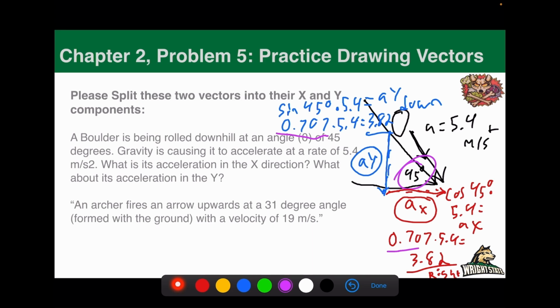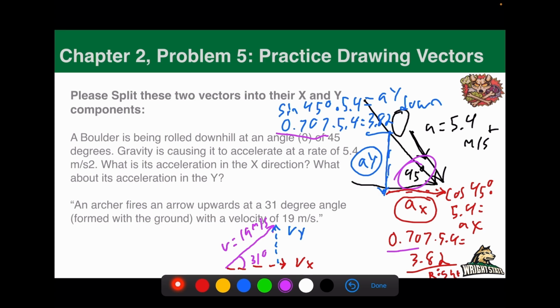Here you've got an archer shooting an arrow upwards at a 31-degree angle formed with the ground. Velocity is 19 meters per second. So we have 31 degrees measured from the ground. Velocity is 19 meters per second, like this, okay? We've got to find our x and our y components. Okay, so like usual, our x component is going to be the horizontal line in the x direction. Call that vx. Our y component is going to be the vertical line. Call that one vy.